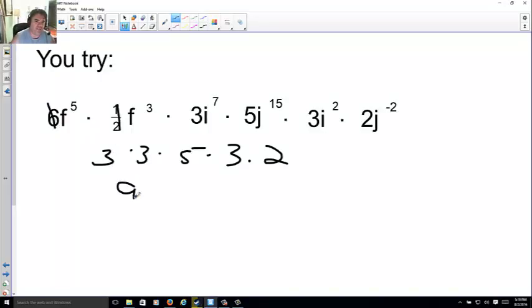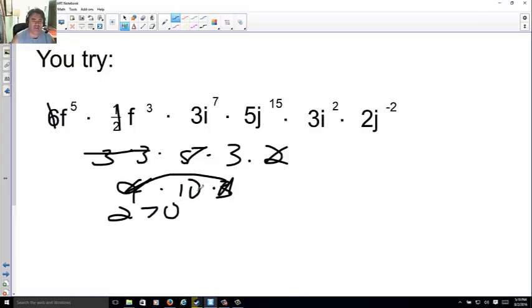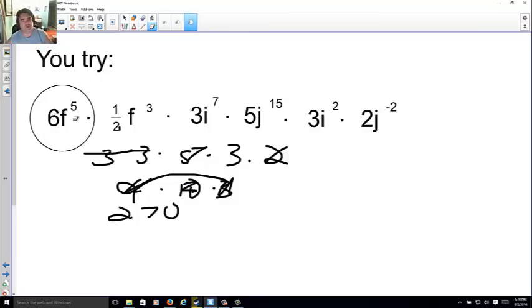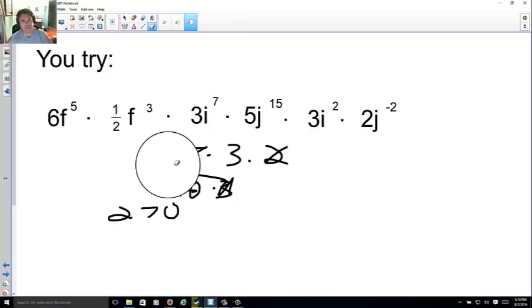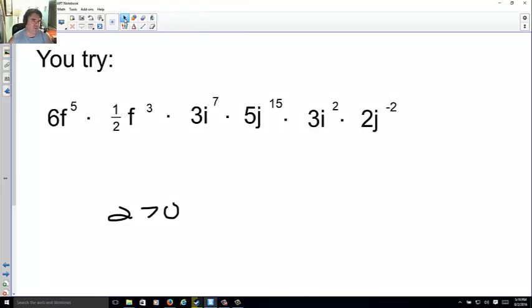3 times 3 is 9. 5 times 2 makes 10. Then times 3. Why don't you just take 3 times 9 and make 27? And anytime you multiply by 10, you can just add a 0. So through all that, I figured out that all those numbers combined were 270, and I don't think you would have much difficulty if you did it in that order.